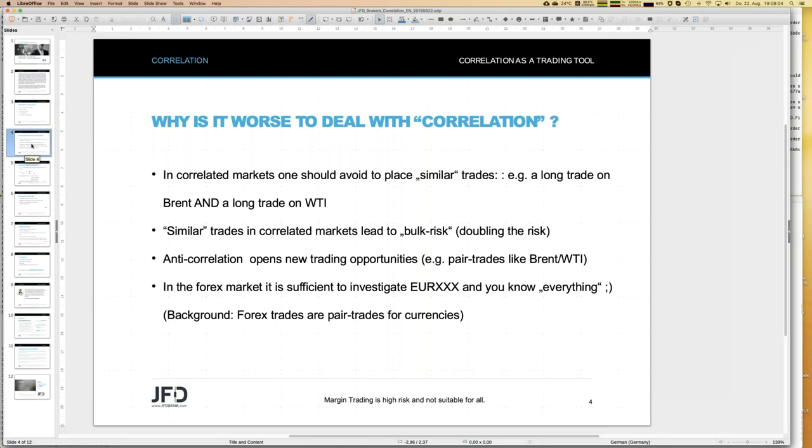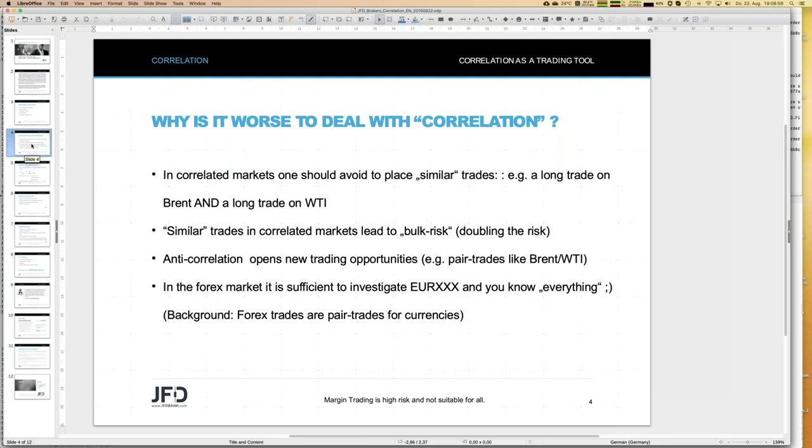Let me first, once again, talk a little bit more about why it's worth dealing with correlation. We will start not in Forex but with some other things as well, but finally we will do everything in Forex, because a few things can be better explained in other markets. One good example of such a bulk risk trade: you open a long trade on Brent oil. Now, if you open a second trade, a long trade on WTI, then you have two trades in highly correlated markets. In principle, in the long run, they always go together.